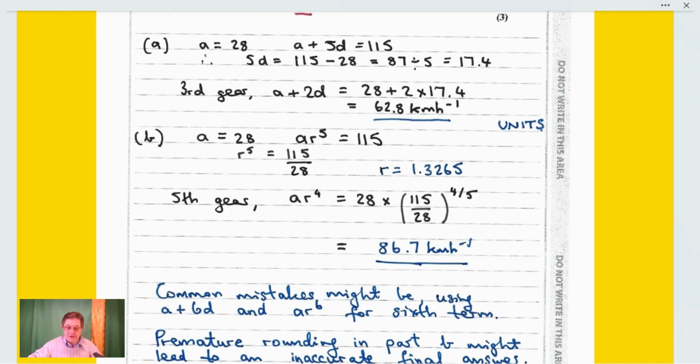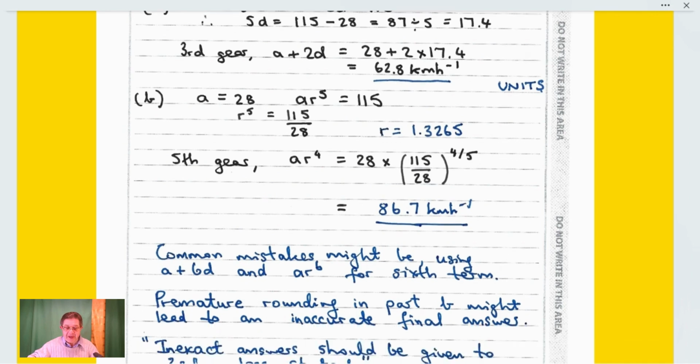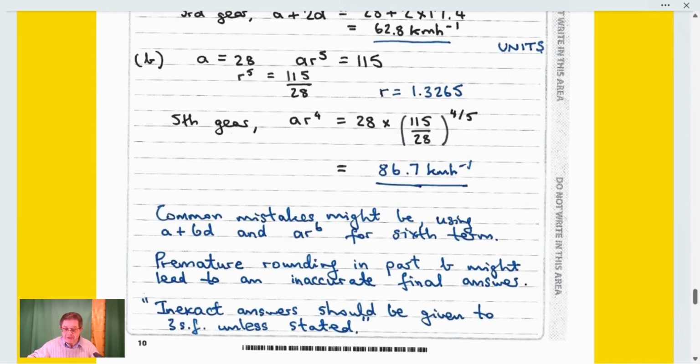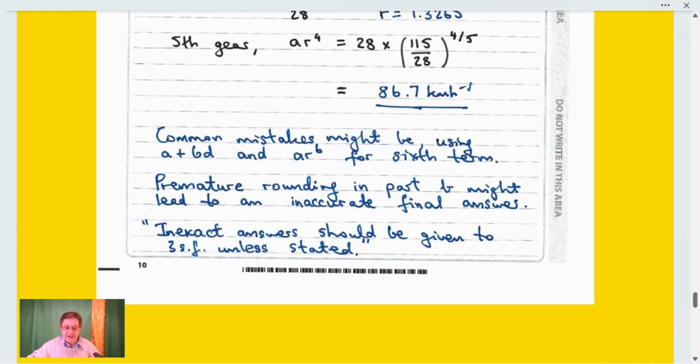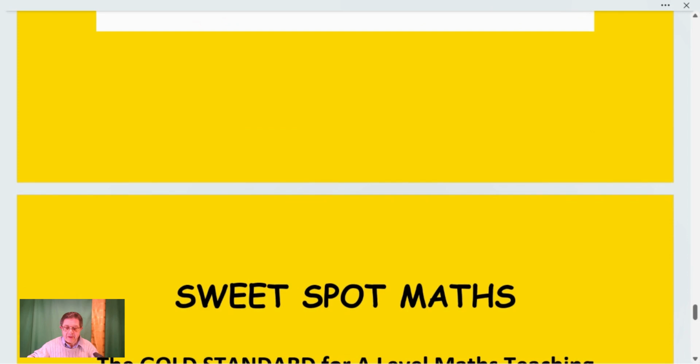Common mistakes on this sort of question would be to treat the sixth term as A plus 6D or AR to the 6 instead of 5. And another mistake would be premature rounding in part B. If you wrote down R as 1.3 and used that, you would get an inaccurate final answer and would be liable to lose the answer mark here. And as I said, inexact answers should be given to 3 significant figures unless stated.